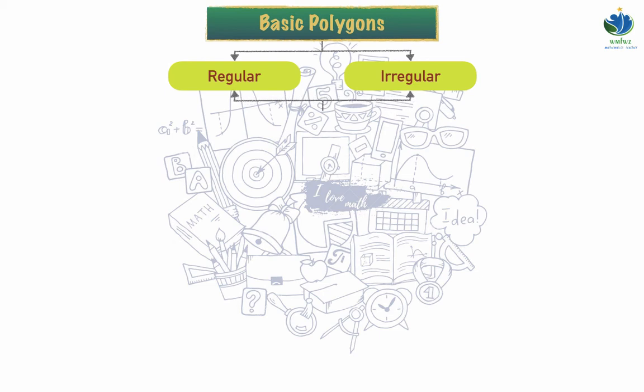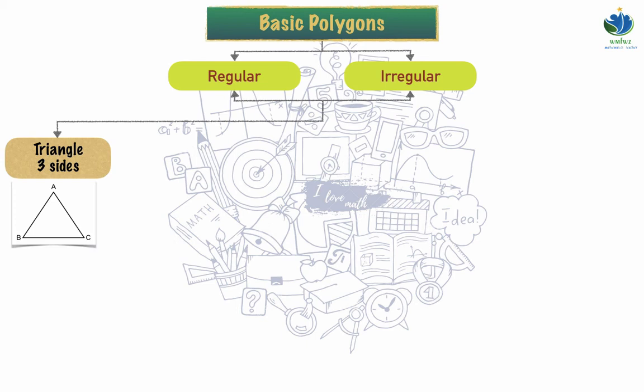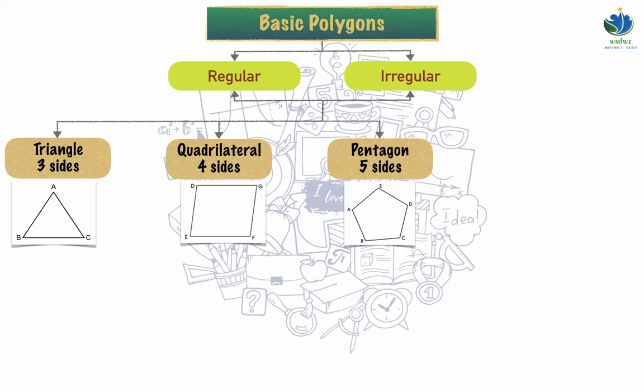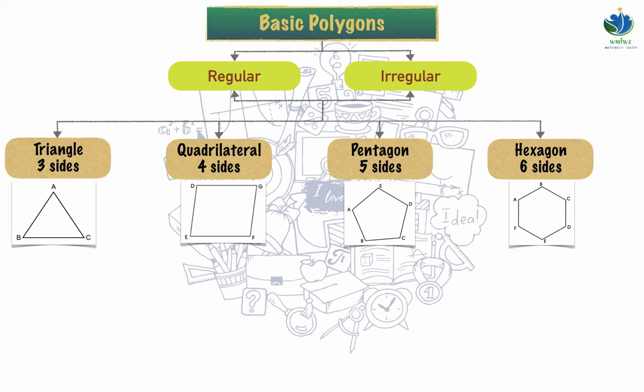Okay, now we see the names of polygons. The first one, triangle, which has 3 sides. Second, we call it a quadrilateral, which has 4 sides. Third, pentagon, which has 5 sides. Fourth, hexagon, which has 6 sides.